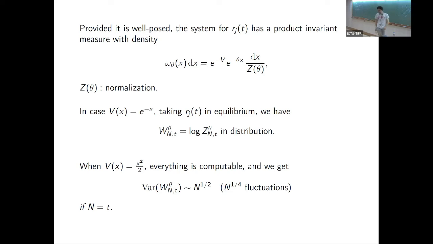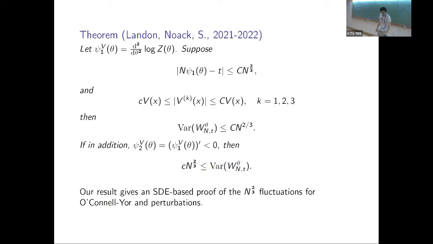If you look at Spohn's work, he has some guess that this is actually the only model of this type that has non-KPZ fluctuations, but who knows? However, what we can say is that this model has KPZ fluctuations. So this is a result with Ben Landon and Christian Noack, and I'm writing 2021, 2022, because originally in November 2020, when we proved this, we knew how to do the upper bound, but now we also know how to do the lower bound.